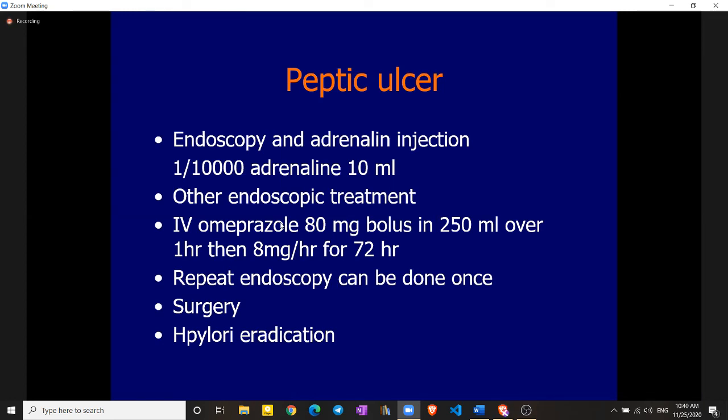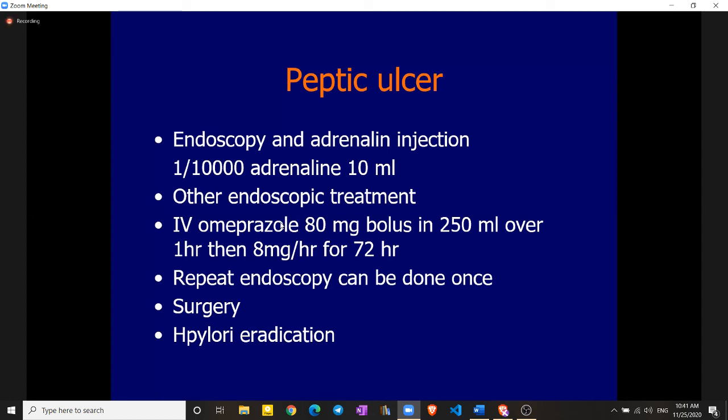If you're answering a question also, always answer like that. There is medical treatment, there is endoscopic treatment, right? And it's easy to remember. So endoscopy, adrenaline, 1 in 10,000 you inject 10 ml or whatever around the ulcer, right? That immediately stops the bleeding, right? But that is a temporary measure. You have to combine it with something else, right?